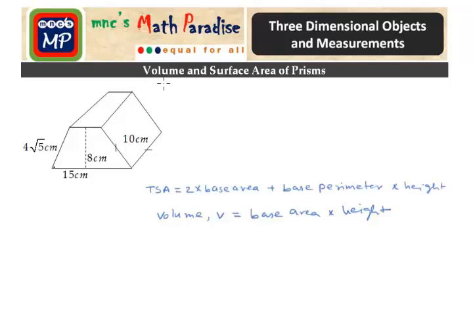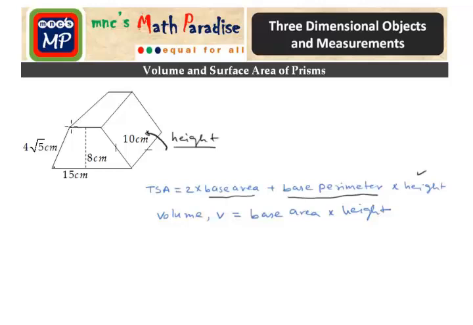Here we will calculate the volume and total surface area of this trapezoidal prism. So this is the trapezium face, and another trapezium face is hidden in the back, and the distance between these two trapezium faces, that is, this is the height. This is equal to this. So this 10 centimeter is the height of the prism. Now to calculate the total surface area and volume, we need the base area and base perimeter. Height we already know, so we need base area and base perimeter.